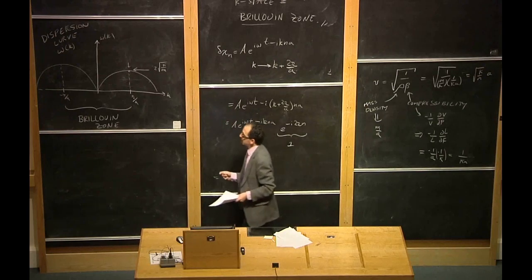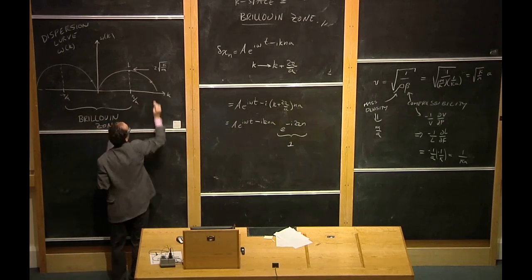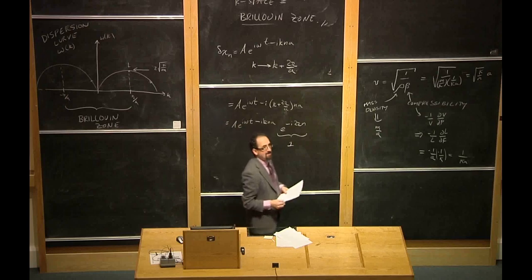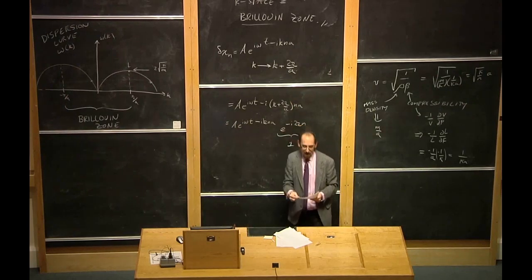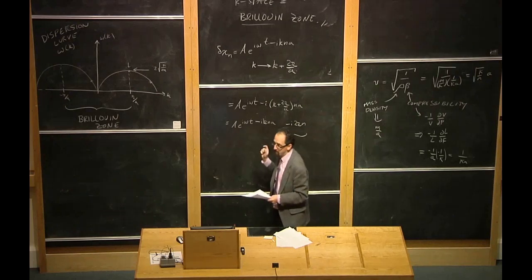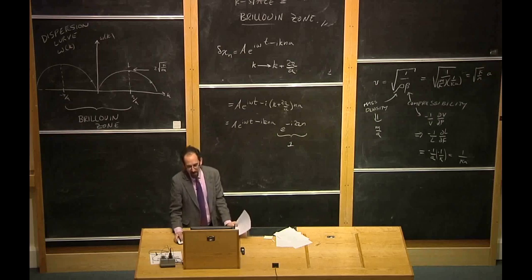The reason the dispersion curve looks the same at this point here and this point here is because they're describing exactly the same wave. The wave is unchanged by shifting k by 2 pi over a. Okay? This is an extremely important principle that will come back over and over and over. Now, this might be something that you'll find disturbing to begin with.